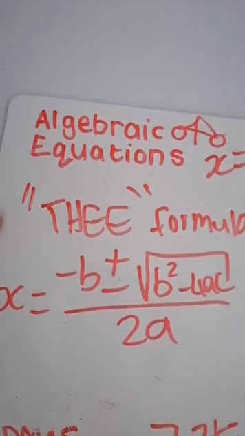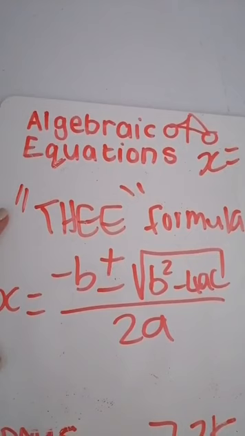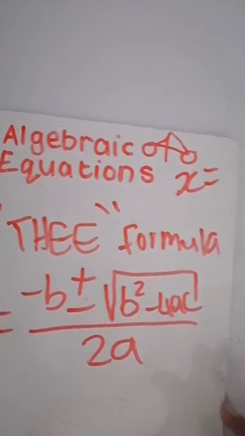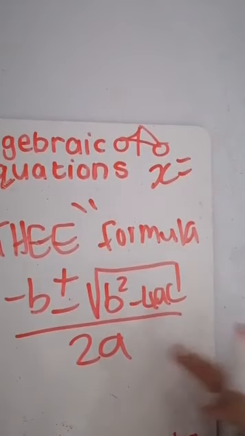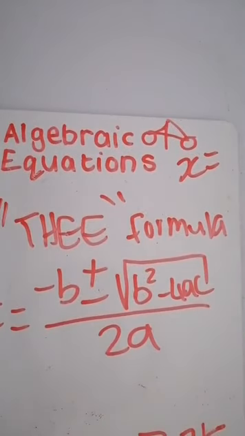Please, if I've done it incorrectly, remind me. I did this a long time ago. But I think that is the formula. X is equal to minus b plus minus the square root of b squared minus 4ac divided by 2a. Now let me explain what all of this means, because what are the b's, what are the a's, what are the c's, what are the x's? So let's go into that.